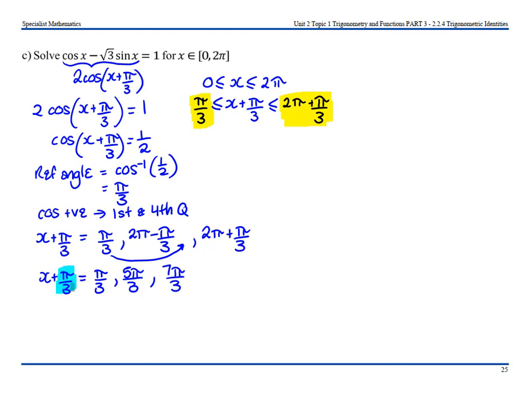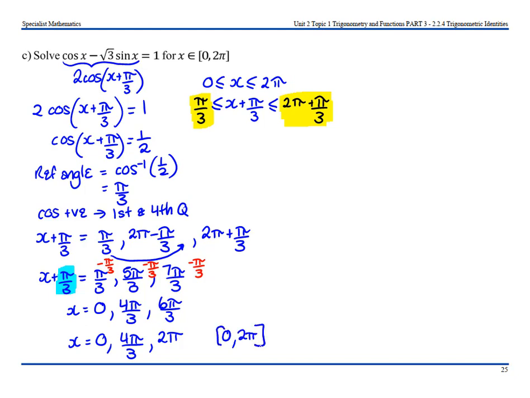Now I need to get rid of this pi on 3 on my left-hand side, so I need to take pi on 3 away from each of these angles. So my x is pi on 3 minus pi on 3 is 0. 5 pi on 3 minus pi on 3 is 4 pi on 3. 7 pi on 3 minus pi on 3 is 6 pi on 3. And I need to realise that I can simplify that last angle. 6 pi on 3 is 2 pi. And that fits in my original domain, which was 0 to 2 pi. So always check that as well.